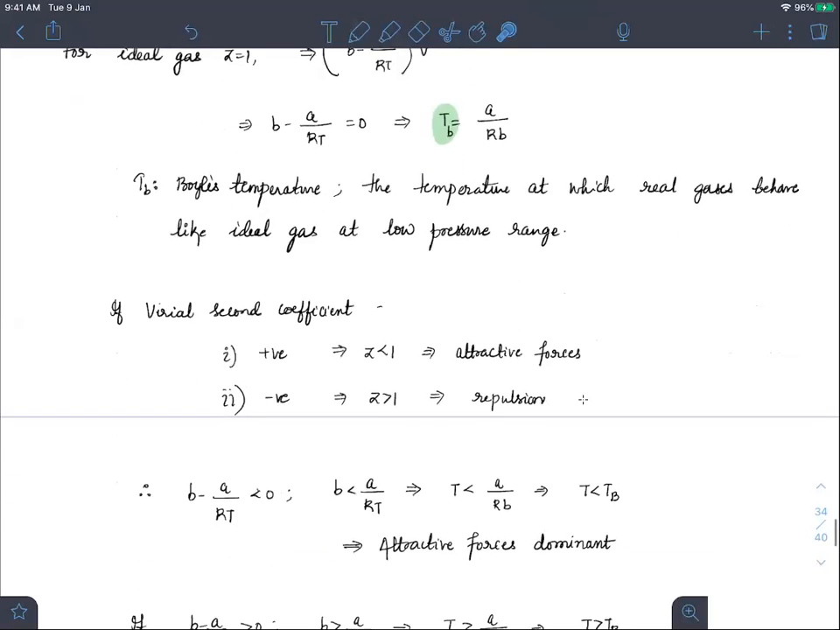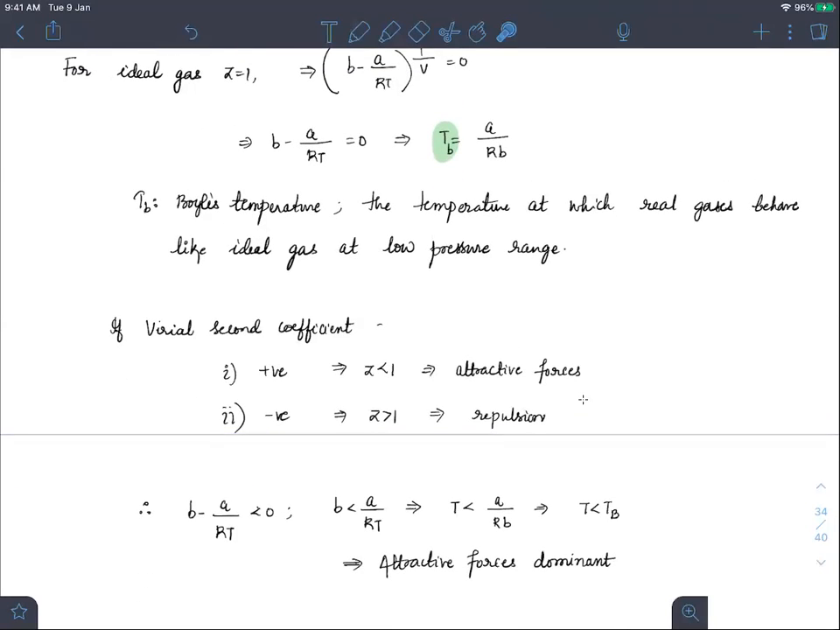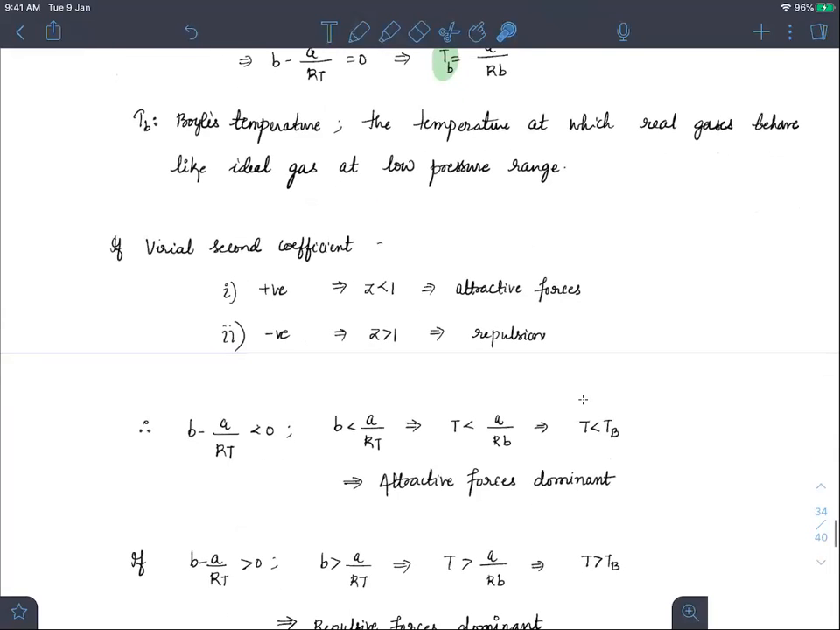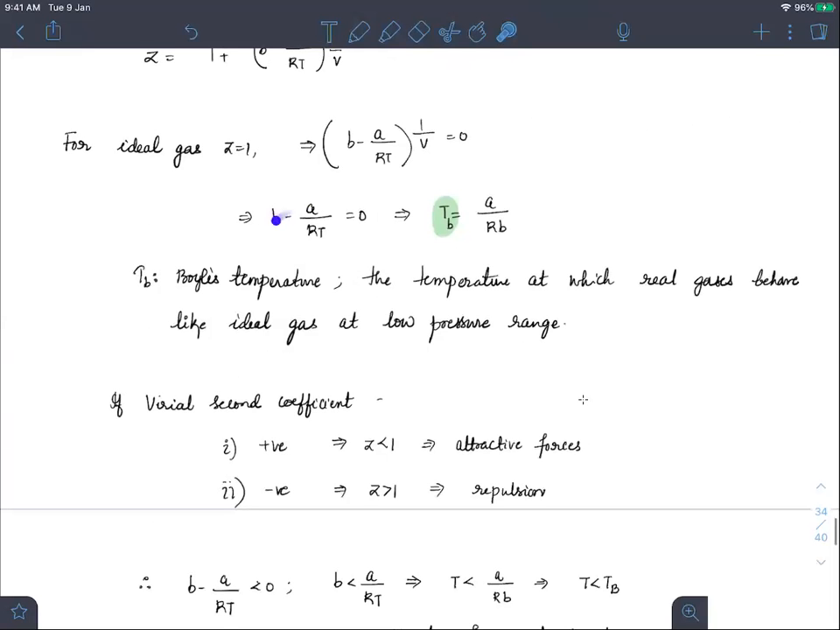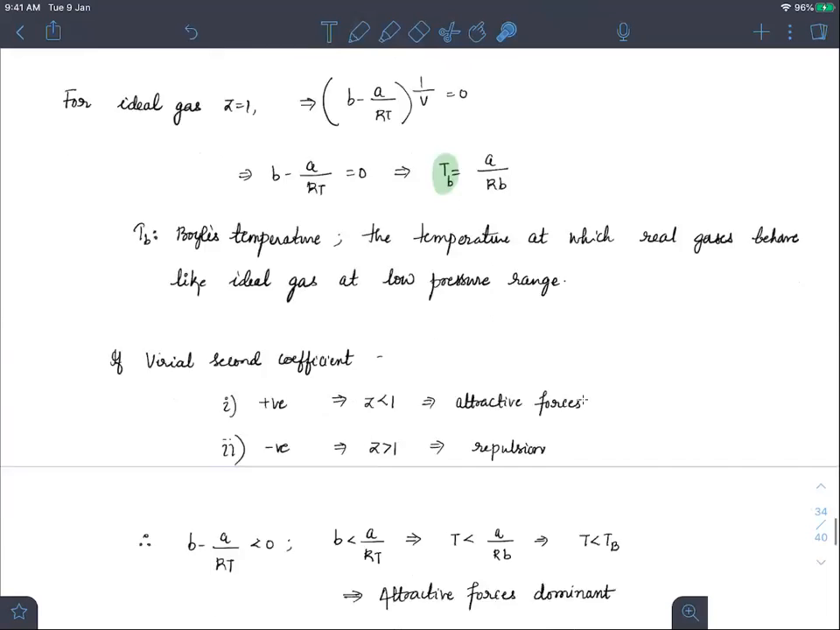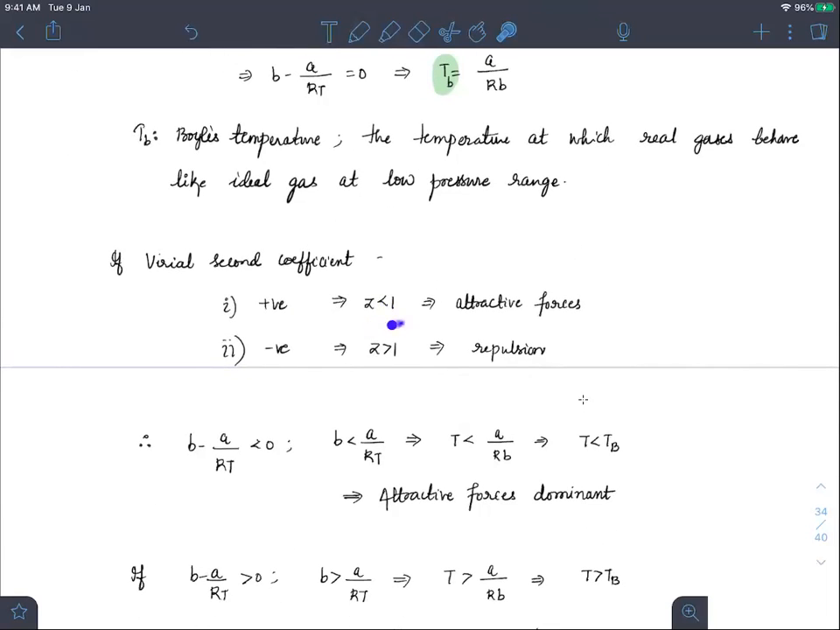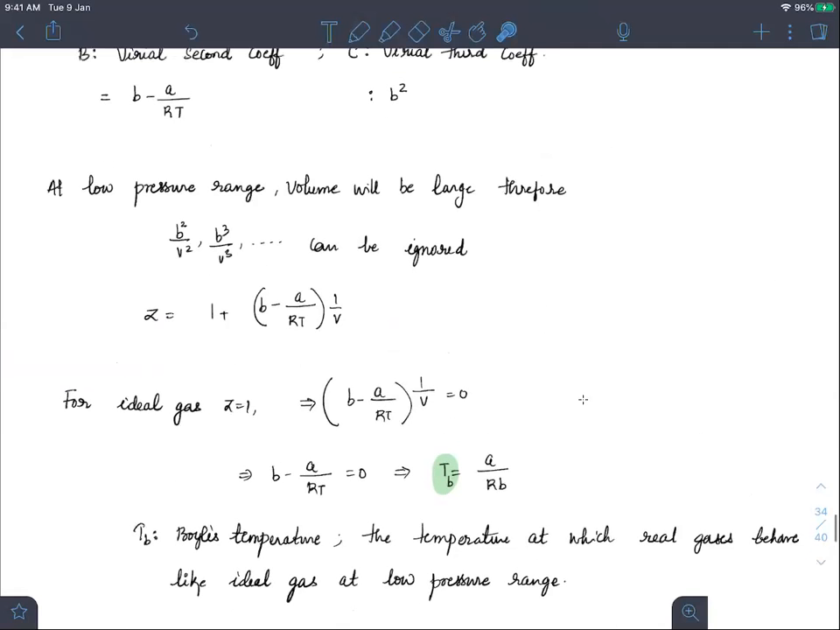Got this, everyone? So understand this, it is a temperature when the real gases behave like an ideal gas at low pressure region. Okay. Now if the second virial coefficient is positive, B minus A by RT, if this value is positive, which means Z will be less than 1. If it is negative, Z will be greater than 1. देखो इसी formula में check करो. If this is positive, Z will be greater than 1. If this value is negative, Z will be less than 1.